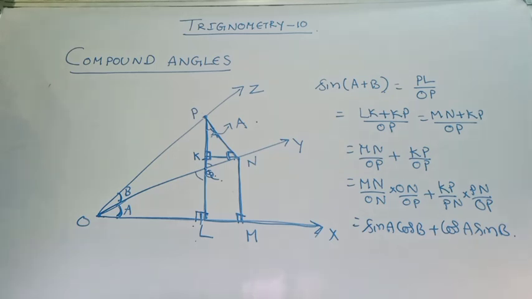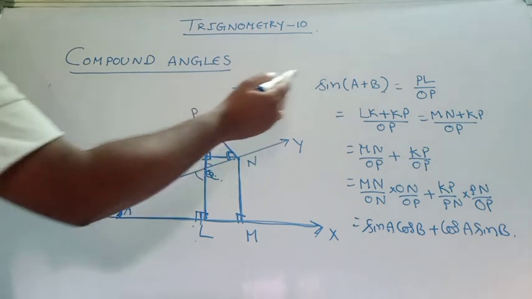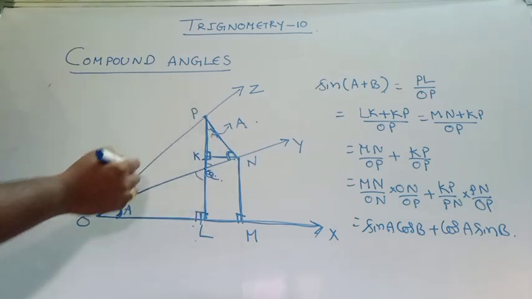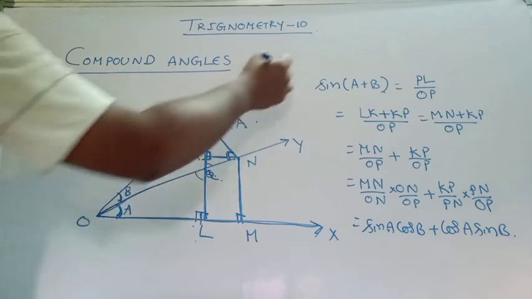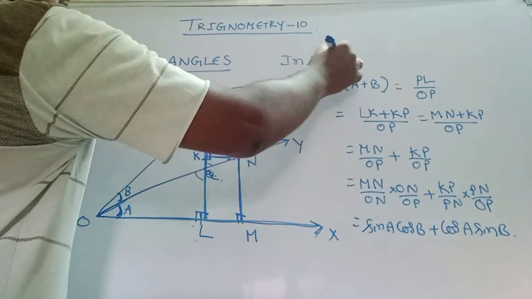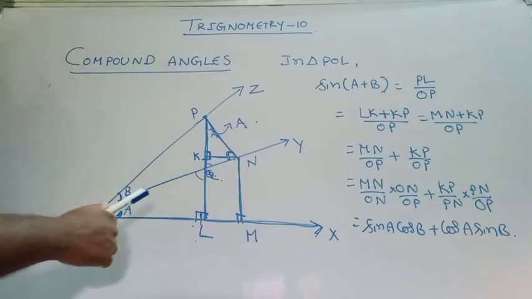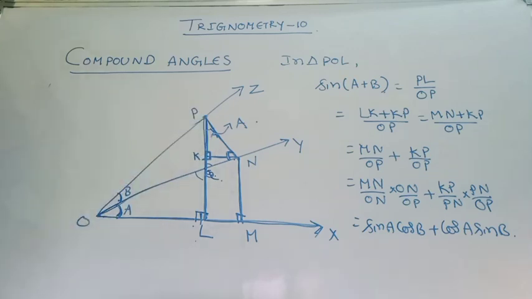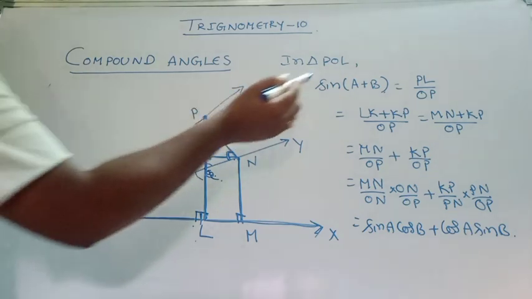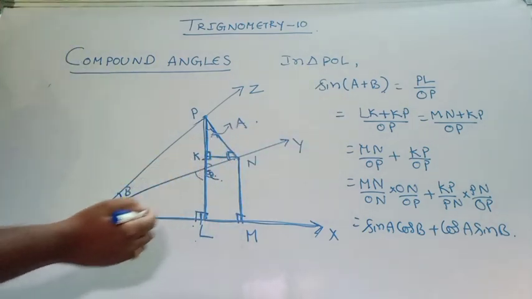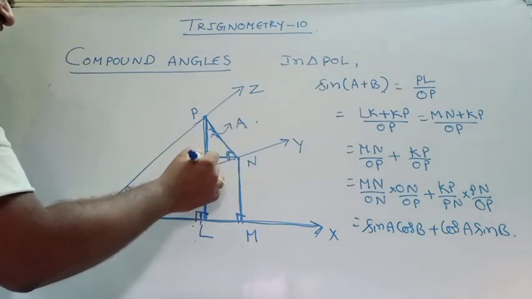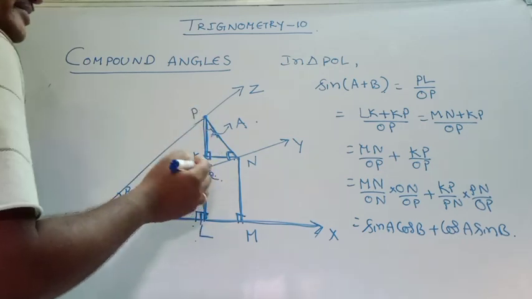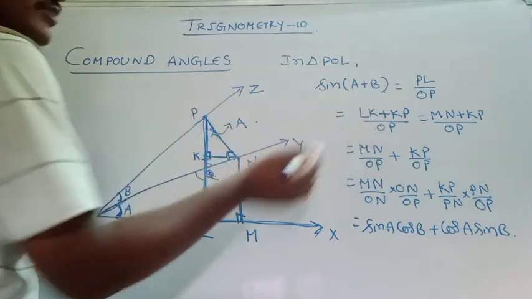Now how will we get sine of A plus B? Now you see, my dear students, if you consider this triangle POL, in triangle POL, sine of A plus B is equal to opposite side by hypotenuse. This is PL by OP, right? PL by OP. And that PL by OP we can write, because here we have K and LK, like this. You see here LK plus KP by OP, we can write LK plus KP by OP. This is that step.